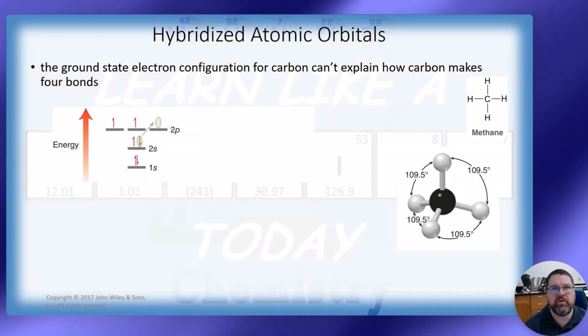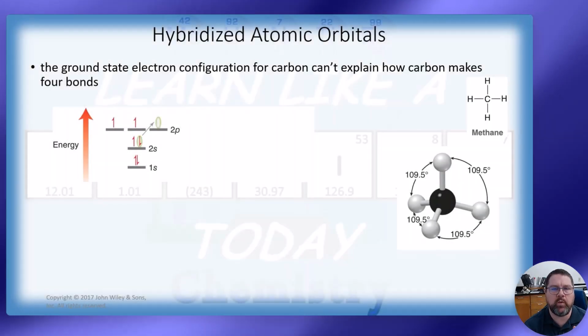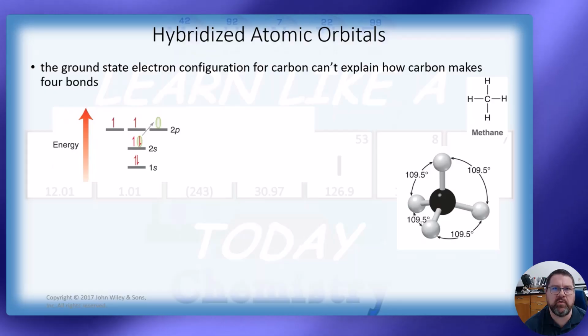So in this lesson, we're going to talk about two things. One, we're going to talk about hybridization of atomic orbitals. And secondly, we're going to talk about sigma and pi bonding.